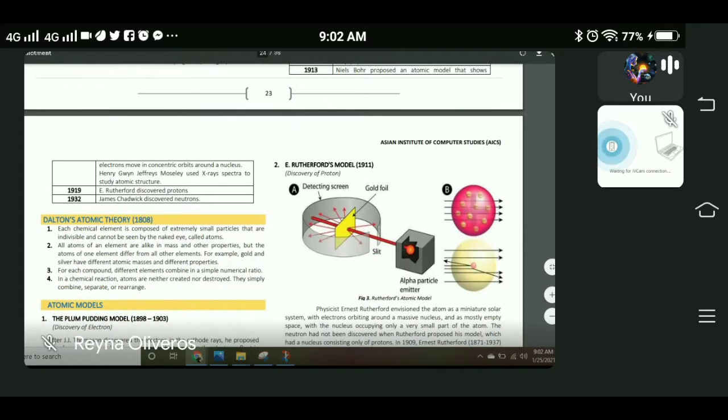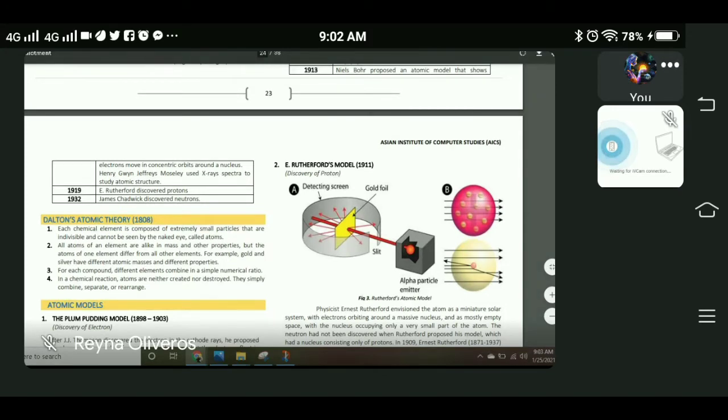Henry Gwyn Jeffreys Moseley used X-ray spectra to study the atomic structure during that time. And in 1919, Ernest Rutherford also discovered the positively charged particles, which we now call protons. And in 1932, it was James Chadwick who discovered the neutrons. Okay, so let us now proceed with these different atomic models.